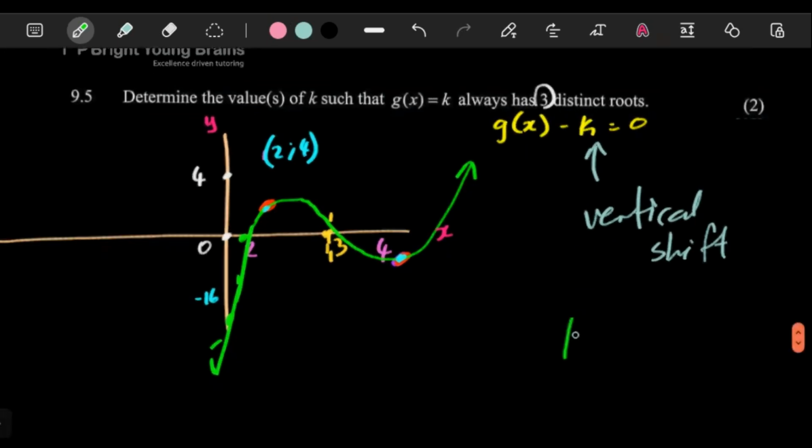So k should not be bigger than 4. So k has to be below 4. And then your k value also has to at least be moved downwards any amount of units. So k cannot be 0. It has to be anything bigger than 0. So k is bigger than 0, you see.